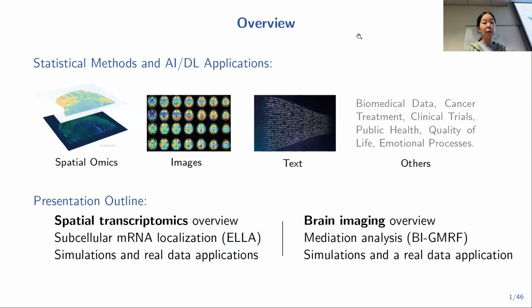So I'll be introducing one project in spatial transcriptomics, and it's on the high resolution technology of spatial transcriptomics. And the other one is on brain imaging, which is motivated by a phase 3 clinical trial data, and we proposed a novel mediation analysis model for this problem. So let me start with the first one.